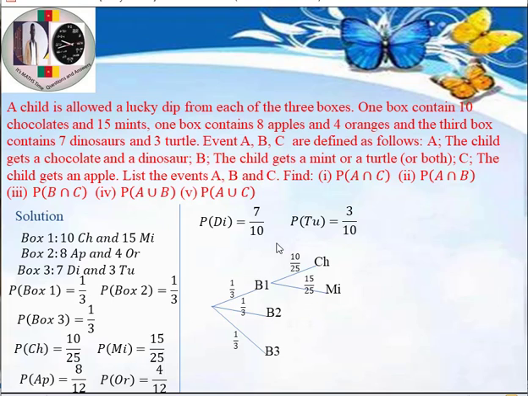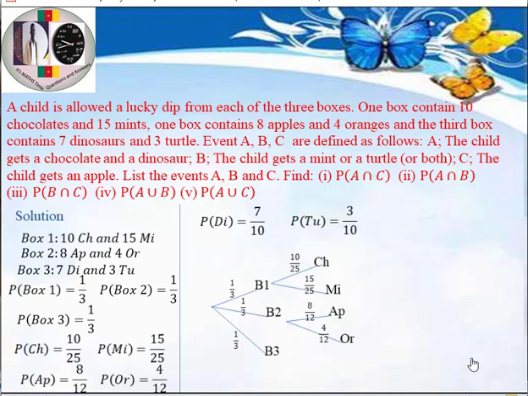So if we choose from box 2, there are just two items again in box 2. We can have what? An apple or we can have an orange. The probability of getting an apple is 8 on 12, while the probability of getting an orange is 4 on 12.